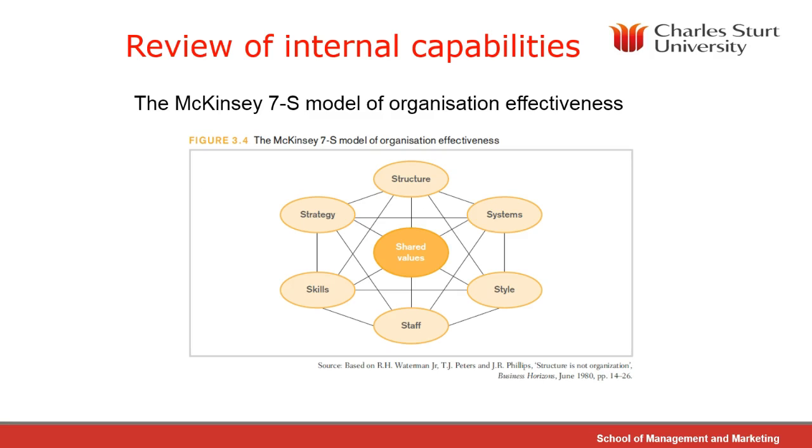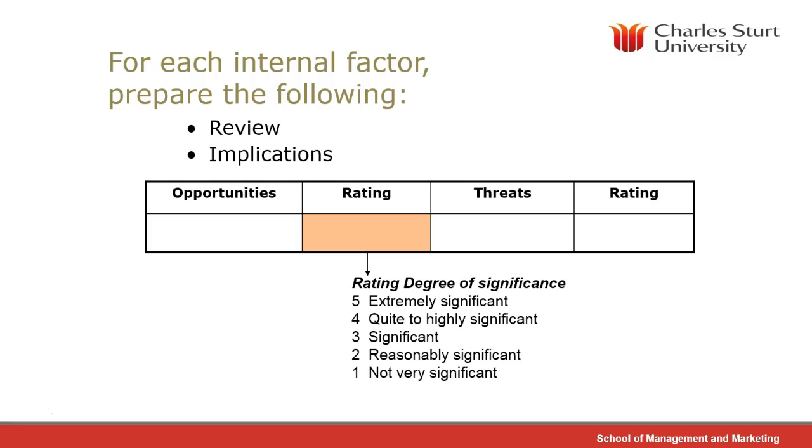McKinsey, who've looked at this, these are worldwide consultants, have come up with what they call the 7 S model, which looks at the relationship between strategies and structure, systems, style, often called culture, shared values and skills, and so on. And what this model shows you is that these things are not independent but rather interlocking. So you really should assess each internal factor over how well it fits the following opportunities and threats, whether it's extremely significant, not significant, and so on.